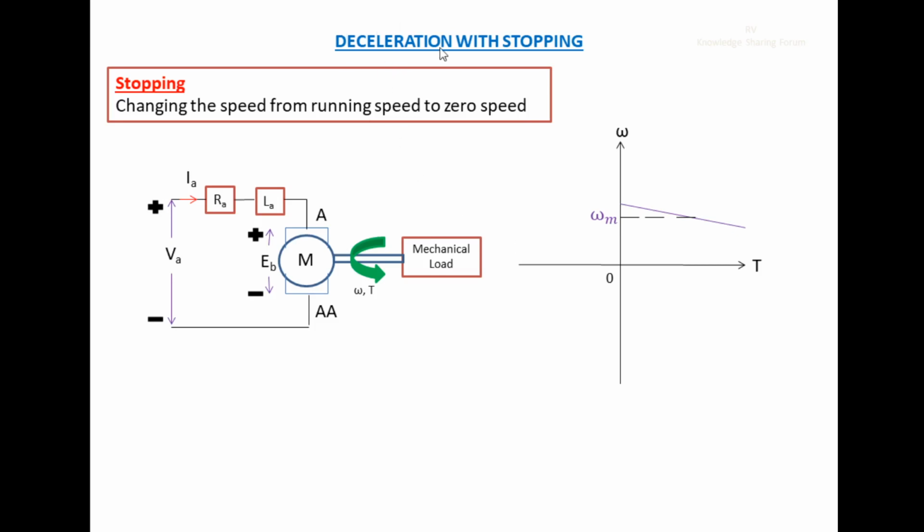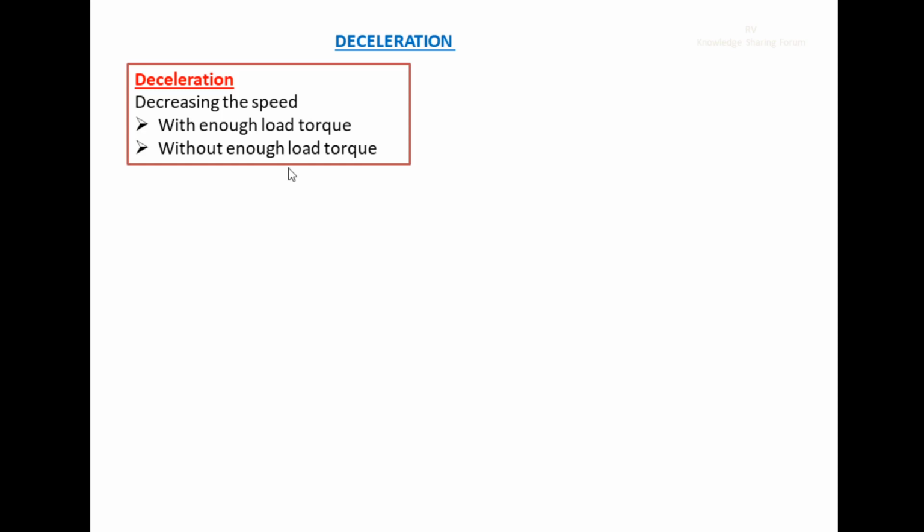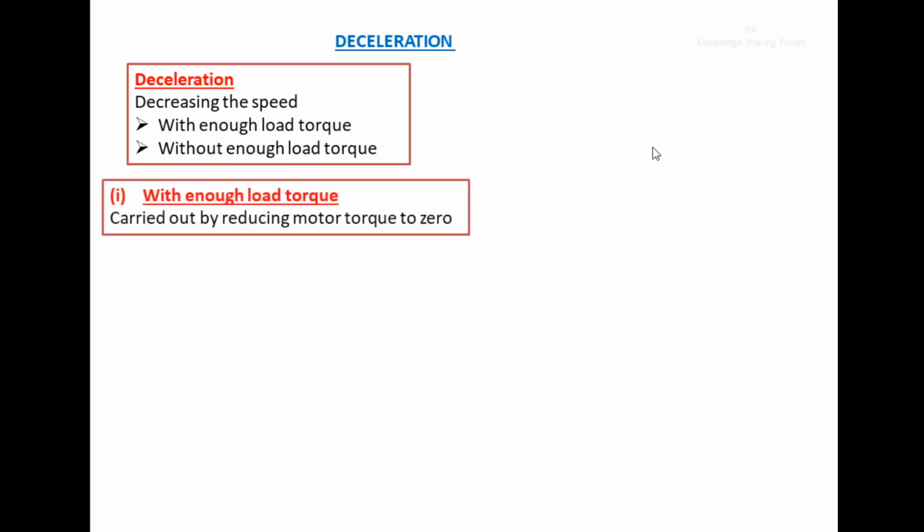Now, let us discuss deceleration. Deceleration is decreasing the speed of an electric drive. Again, here you will have two cases. One is with enough load torque and another one is without enough load torque. Let us discuss both of the cases. First, let us discuss the case with enough load torque.